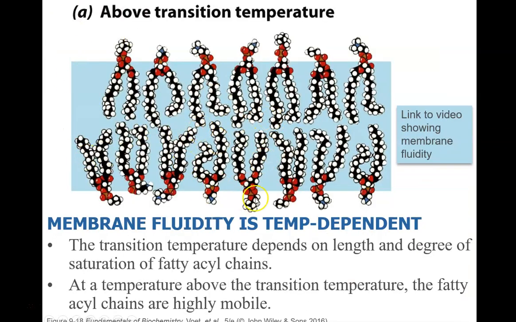The other thing we can notice, and this makes sense in terms of the fatty acyl chains that you have, is that membrane fluidity is temperature dependent. It depends not just on temperature, but on the length and the degree of saturation of the fatty acyl chains. So here we're above the transition temperature. Above the transition temperature, a membrane will be very fluid, so these fatty acyl chains are free to move.